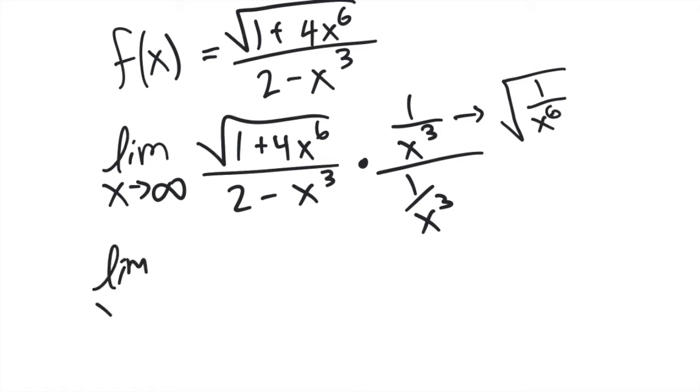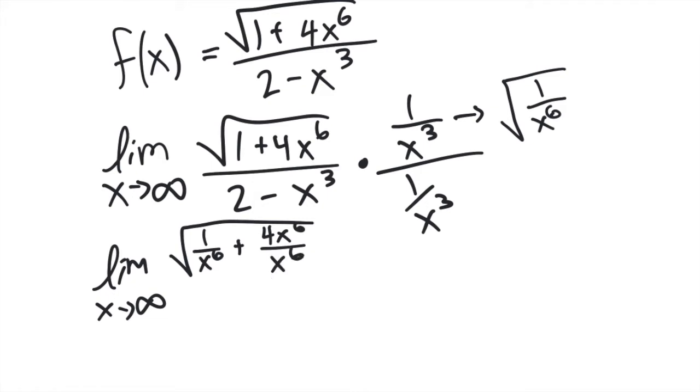So this is the limit as x goes to infinity of the square root of, if you bring that square root of 1 over x to the sixth inside, it becomes 1 over x to the sixth plus 4x to the sixth over x to the sixth. I'll go ahead and write this out, even though we know some things are going to cancel here. There's that top, and then the bottom, the 2 minus x to the third, just multiplies by 1 over x to the third. You get a 2 over x to the third, and then minus, well, you have an x to the third divided by an x to the third, so just minus 1. And then as we know, the x to the sixth and the x to the sixth inside there are going to cancel as well.